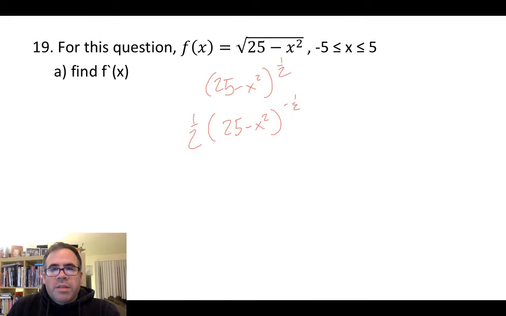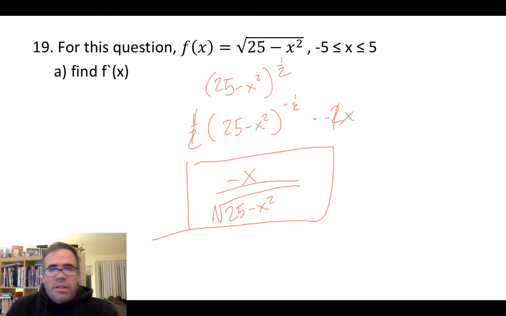Then we multiply by the derivative of the inside, which is negative times negative 2x. Interesting things happen. The 1/2 and the 2 cancel. And if you want to rewrite this back using root notation, which some people like doing, this would then be negative x over the square root of 25 minus x squared. Now I have this written down for myself because we're going to use it on the next part.